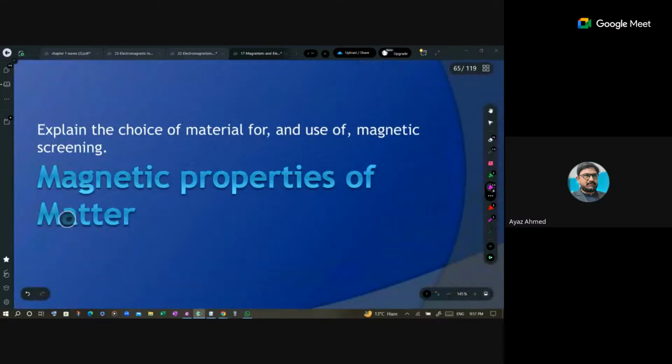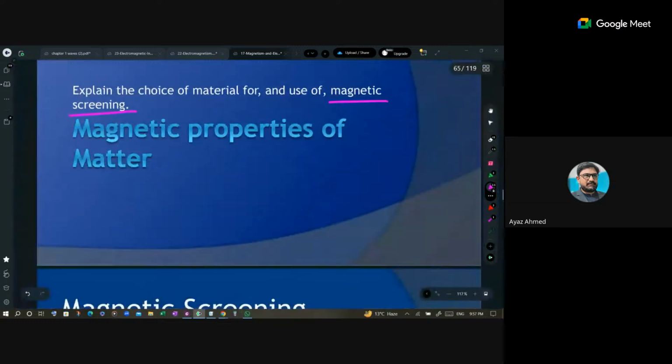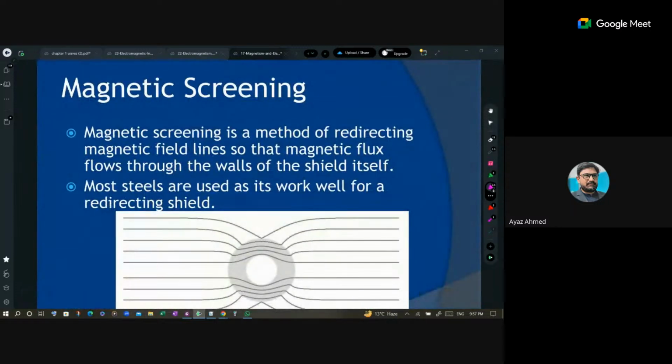Then explain the choice of material for the use of magnetic screening. This is also an important topic. Screening means to prevent the effects of an external magnetic field. Magnetic screening is a method of redirecting the magnetic field lines so that the magnetic flux flows through the walls of the shield itself. Most steels are used as they work well for the redirection.